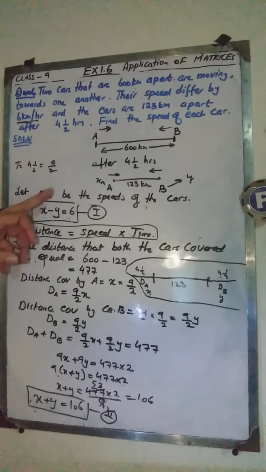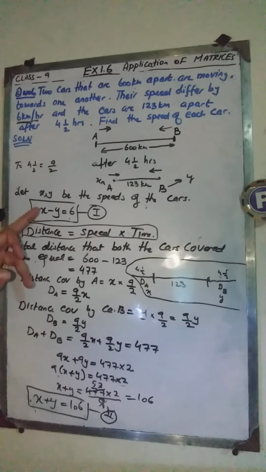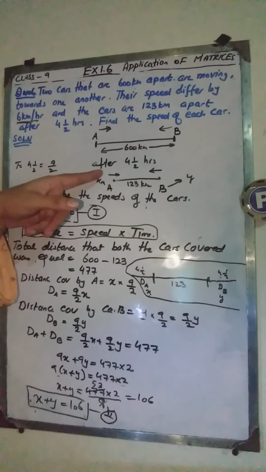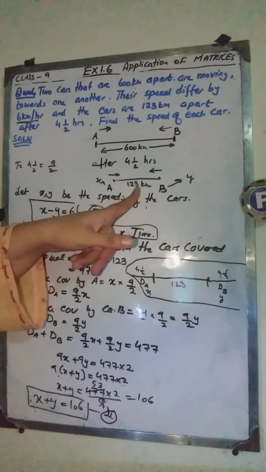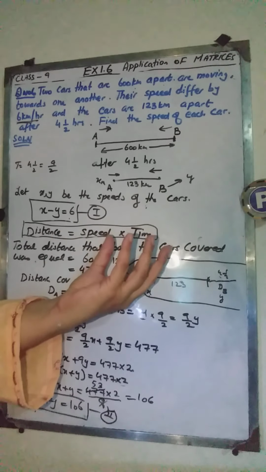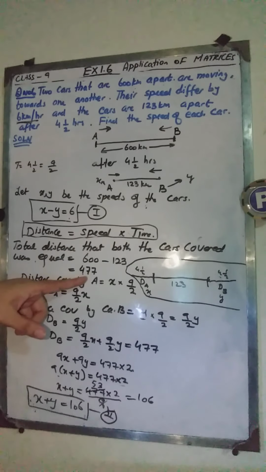So let x and y be the speeds of the cars. They have asked us for the speed of both the cars. We have taken the speed of the car A as x and the speed of the car B as y. The difference between their speeds was equal to 6 as it was given in the question. And then they have also told us that after 4.5 hours the distance between them reduced to 123 kilometers. It means some of the distance was covered by both the cars when they were moving towards one another, and that distance of both the cars was equal to 477.